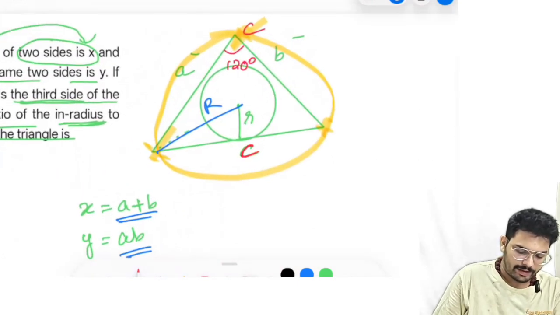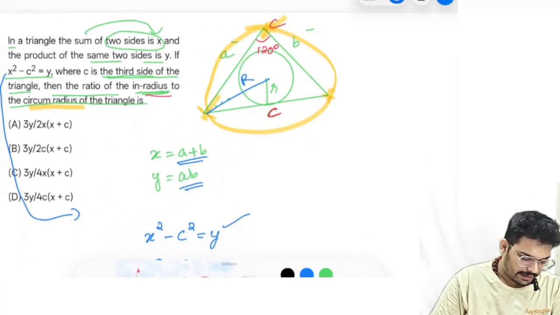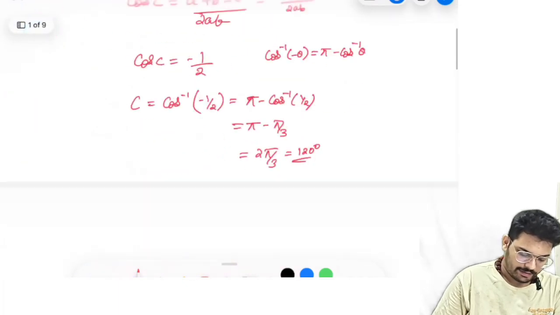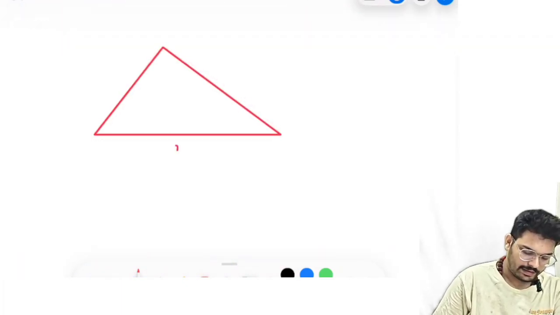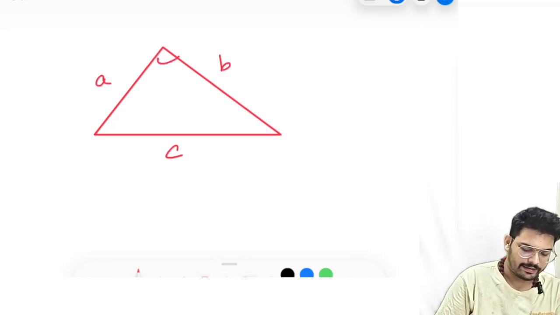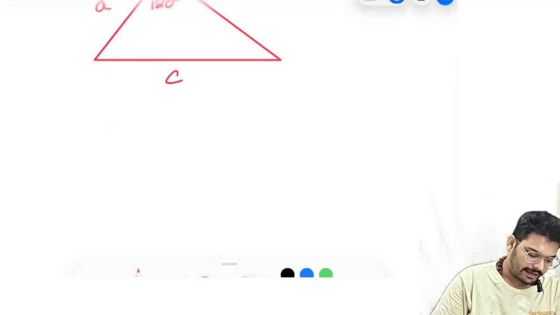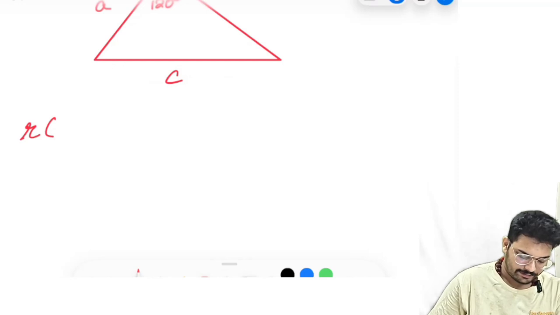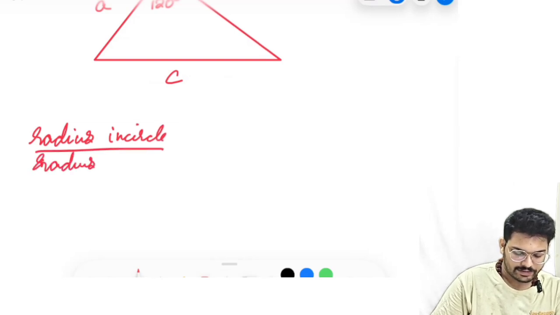The angle opposite to small c will be equal to capital C. Here they asked us to find the inradius and circumradius, right? So I will be drawing this figure here. The sides are a and b respectively, and this angle will be 120 degree. Now we need to find the radius of the incircle. The question is, we need to find the ratio of the radius of the incircle divided by the radius of the circumcircle.